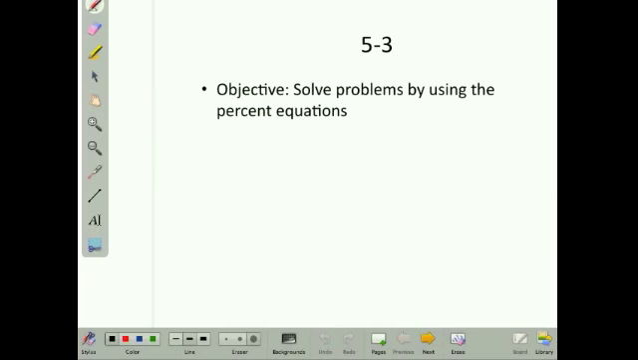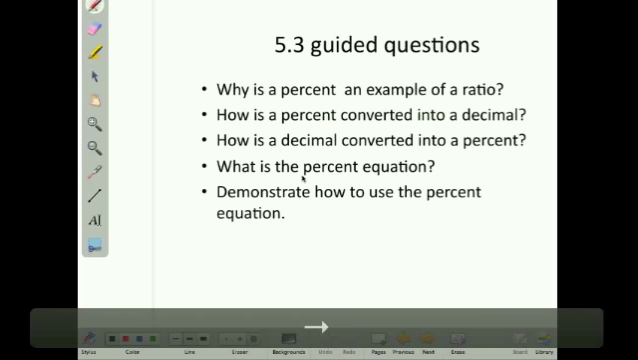We're going to learn how to solve problems by using the percent equation. Some questions?